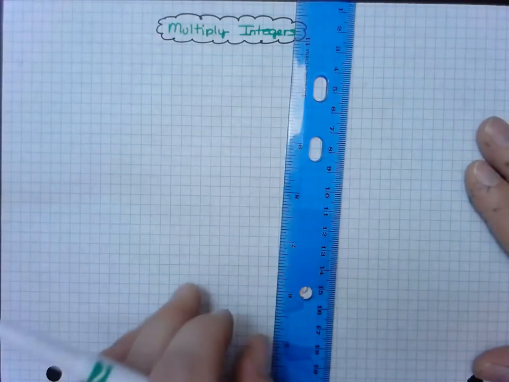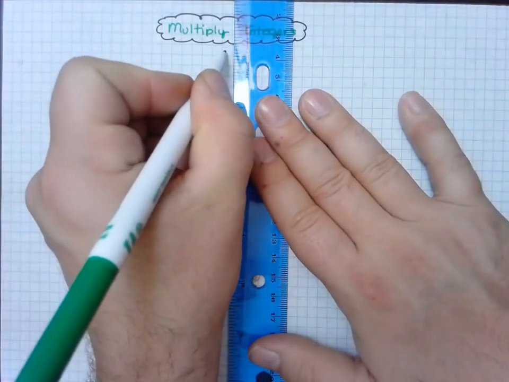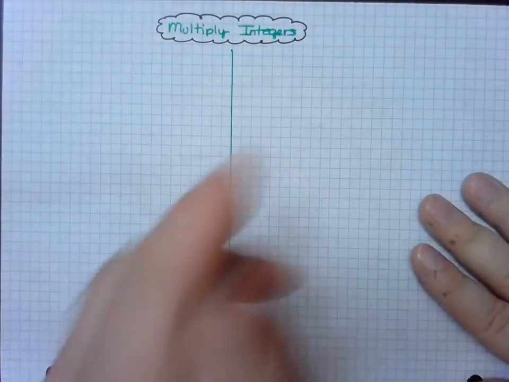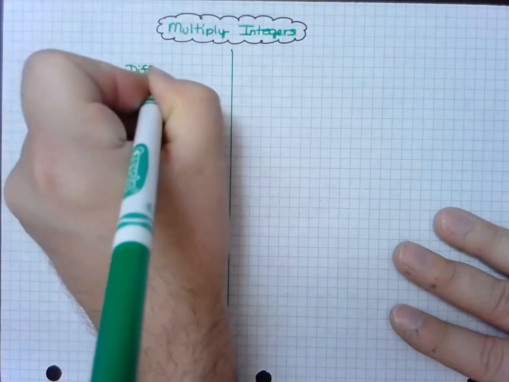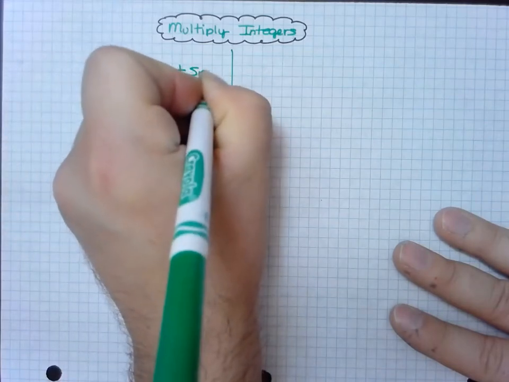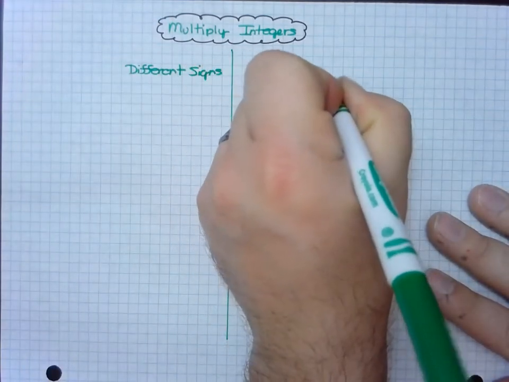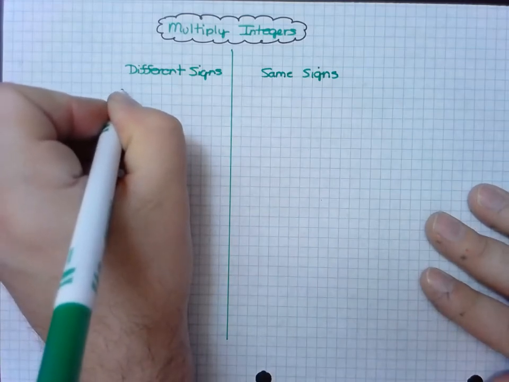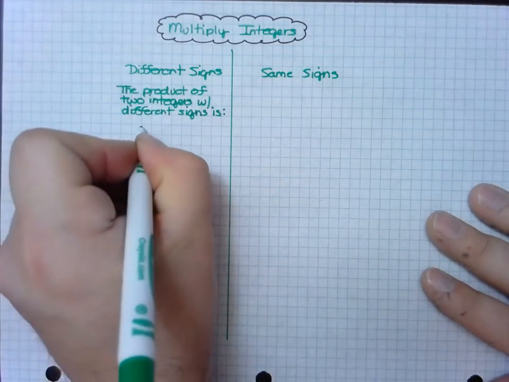Multiplying integers. So again, I'm going to show you a compare and contrast of the two different strategies in which we need to approach multiplying integers. And this again deals with different signs and same signs. So the product of two integers with different signs is negative.